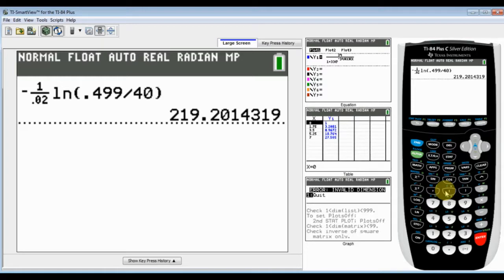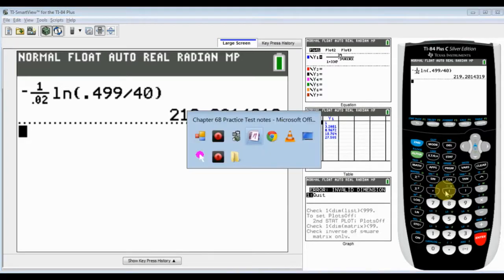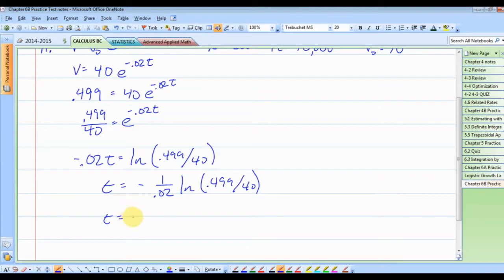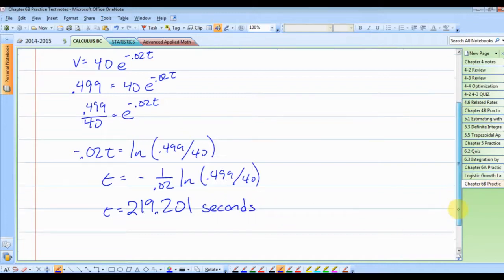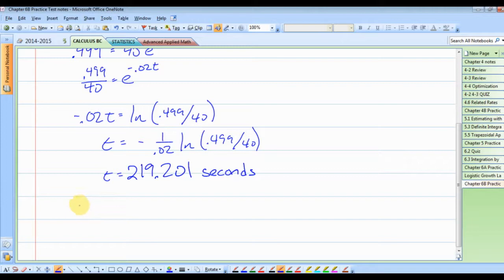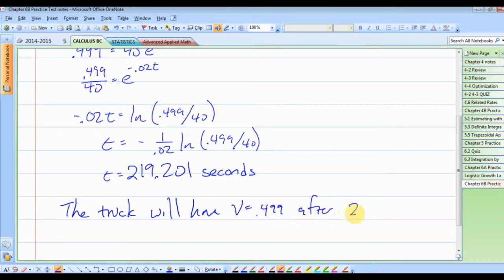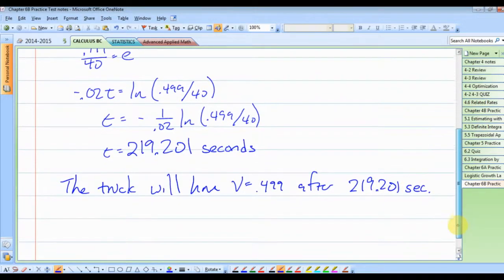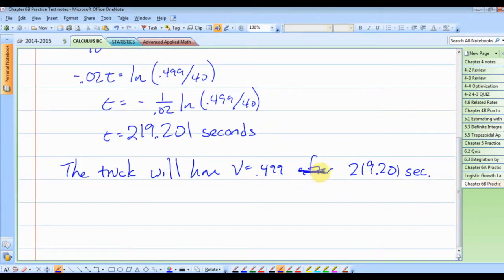219.201. Always three decimal places. 219.201. I believe we're in seconds, right? Yes. It wouldn't hurt you to write: the truck will have velocity equals 0.499 after 219.201 seconds. Why isn't it at 0? You're right, it is at 0.499.